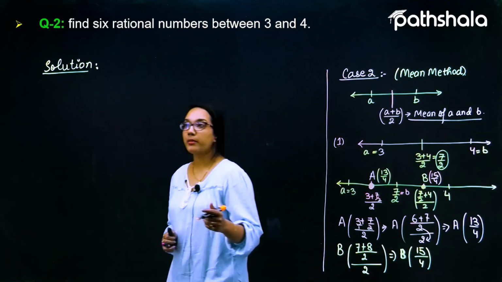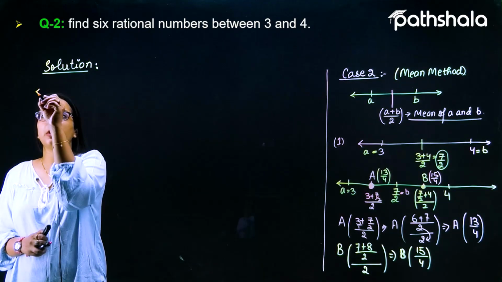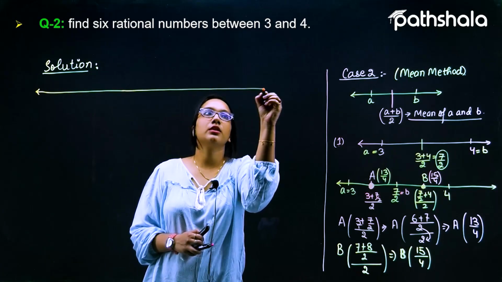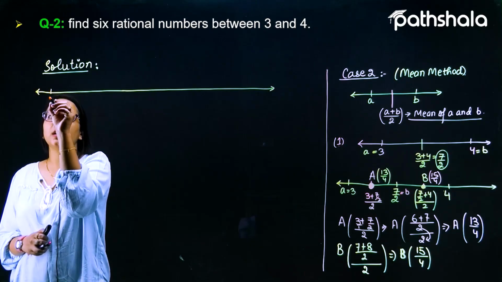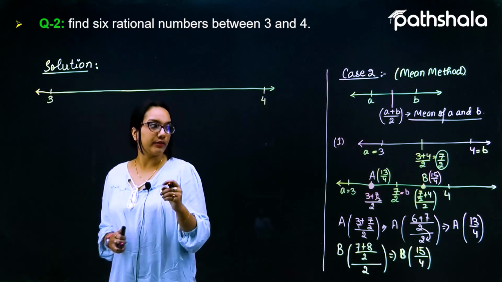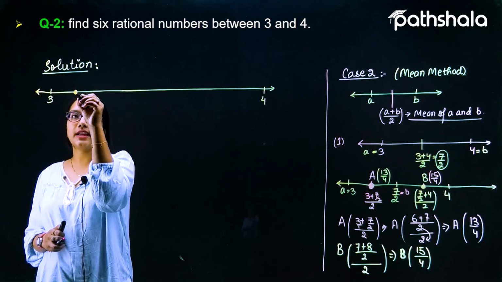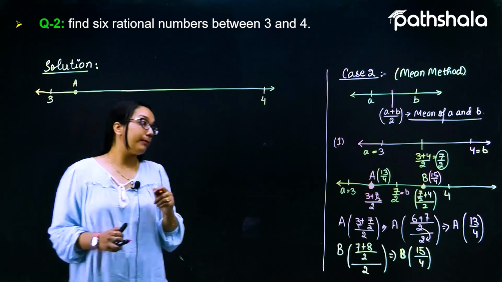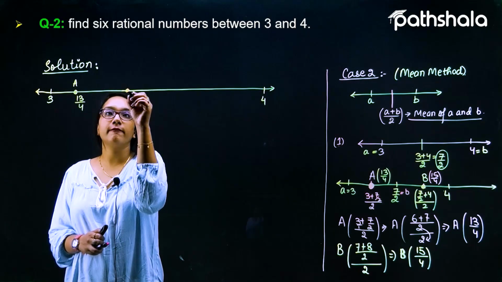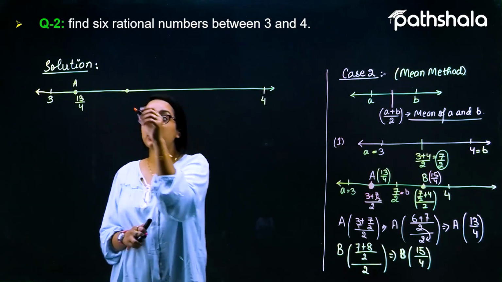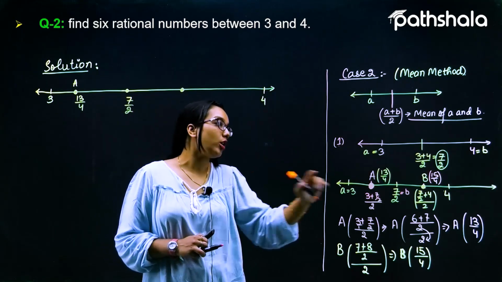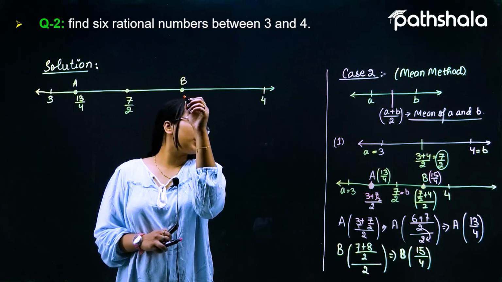So let's just write it on the number line. Let us suppose I'm talking about the whole number line. So we have the numbers 3 over here, 4 over here, and further, what we have calculated: the first number as A, which is nothing but 13 by 4. This representation is 13 by 4. Now we have the number in between, B, which is nothing but 7 by 2, and the number which is in between 7 by 2 and 4, which is 15 by 4.